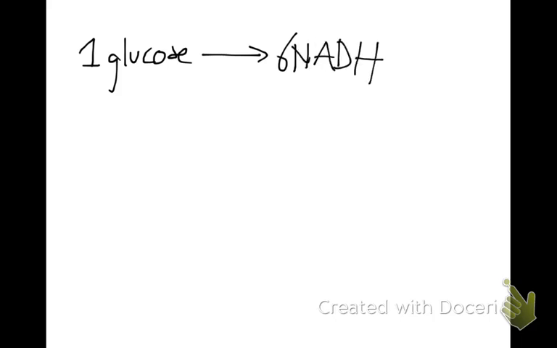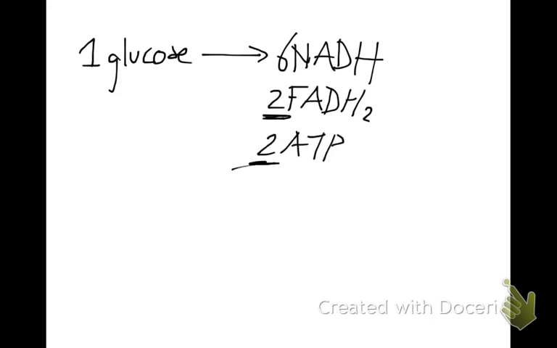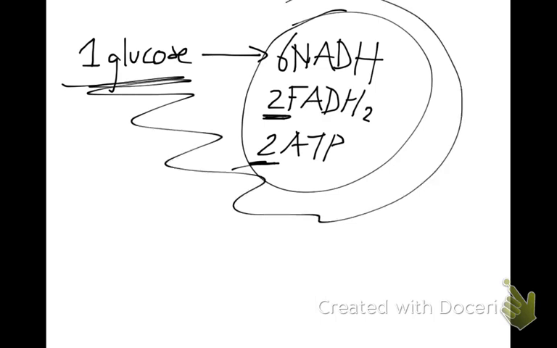From one glucose, the Krebs cycle will actually give us 6 NADHs, 2 FADH2s, and in fact, I think earlier in this video I said 4 FADH2s in the overview. I'm sorry, that's actually 2 FADH2s. Okay, it's 2 FADH2s, 2 ATPs, and then actually it was supposed to be 4 carbon dioxide, but don't worry about the carbon dioxide. So this is what's going to be done in the Krebs cycle.